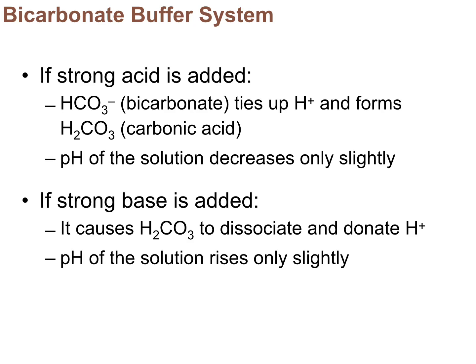So this slide talks about how one bicarbonate ties up a hydrogen and forms carbonic acid. And then if we have carbonic acid, it can dissociate and donate a hydrogen depending on what we need, right? If we have a strong base, we're going to want to give hydrogens to that solution to basically lower the pH, right? If we have a strong acid, we're going to want to tie up those hydrogens to raise the pH.